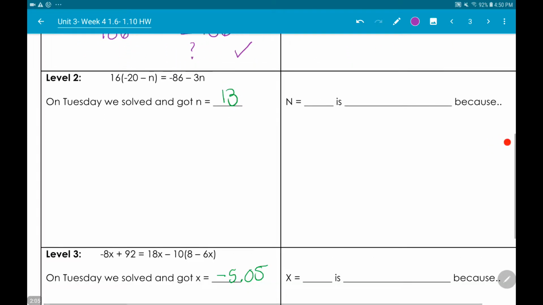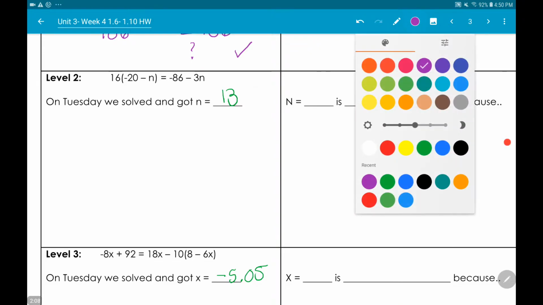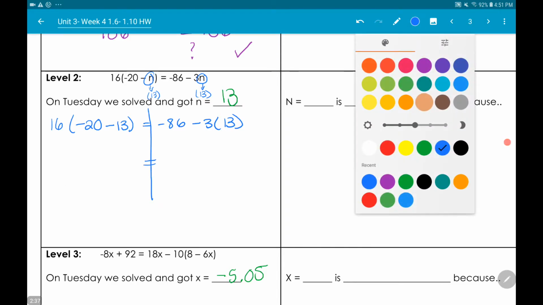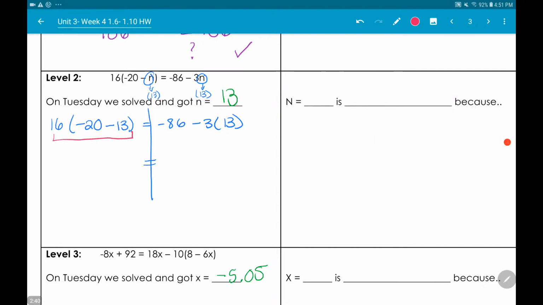So let's take a look at example number 2. All right, so on Tuesday we got that n was equal to 13. So I need to go ahead and same thing. Anywhere I see an n, I'm going to substitute for 13. So I'm going to go ahead and rewrite that. Okay, and I'm looking to know if my left side, does it equal my right side? So does my left equal my right side? Just to save some time in our video, I'm going to go ahead and plug that into the calculator.